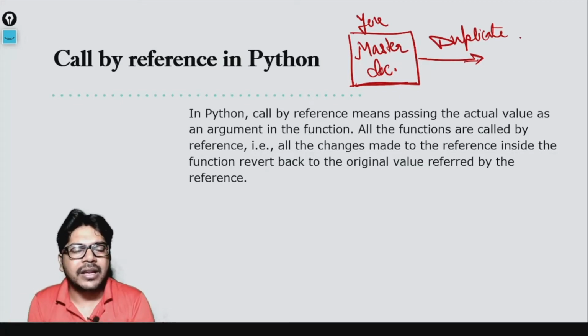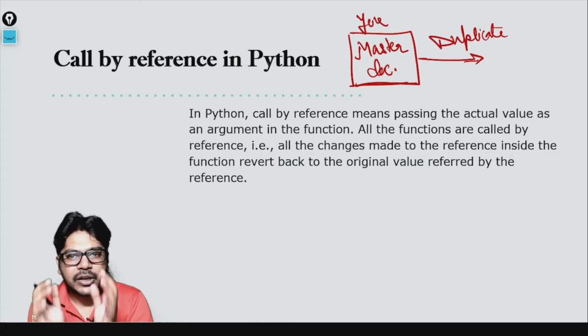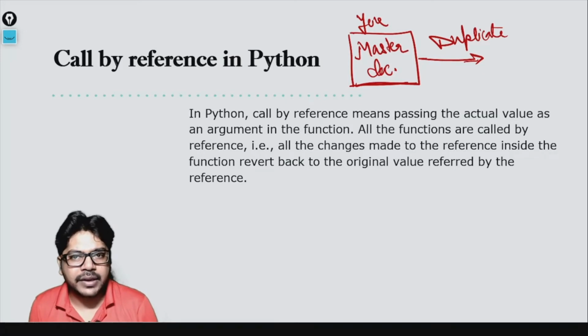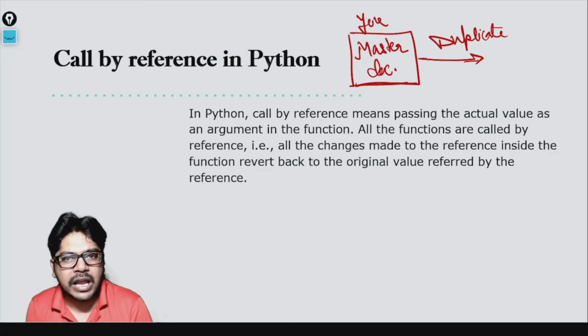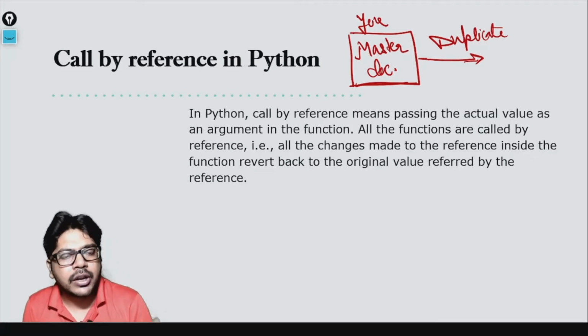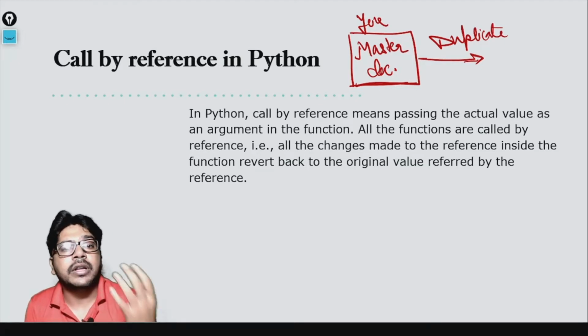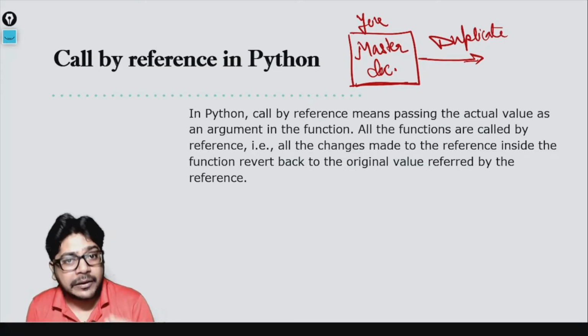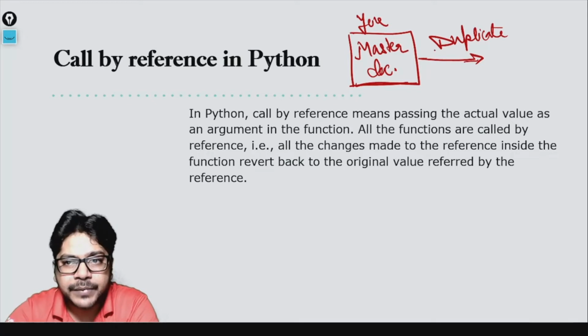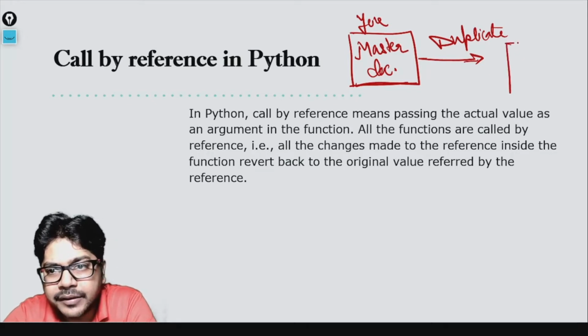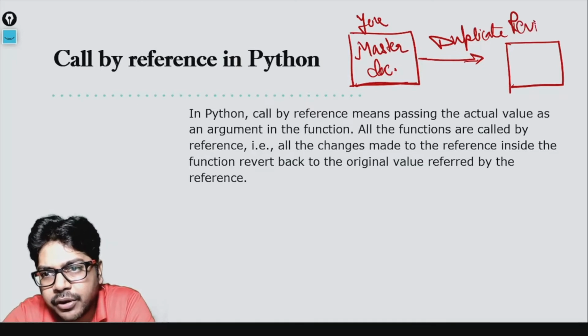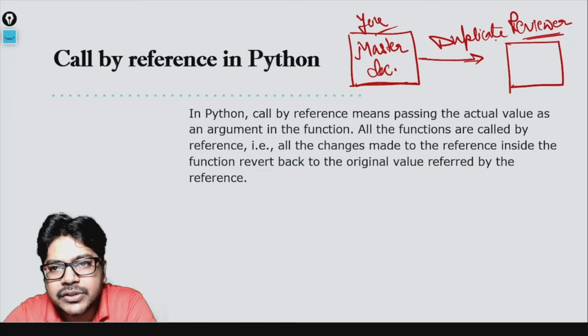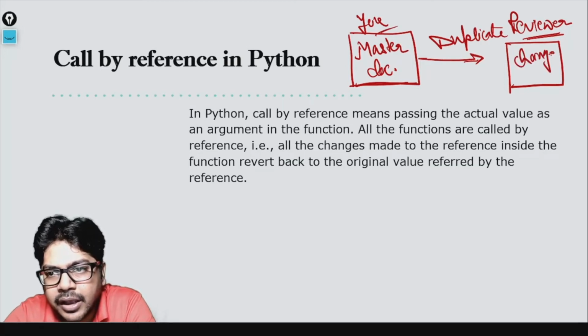Or let's try to understand in a different way: you have this master document in your machine, in your PC, in your laptop, a Word document. You want it to be reviewed by your teacher, so you send it on the mail. The mail that you send is a duplicate copy, right? So you sent a duplicate copy to the reviewer. Now the reviewer downloaded this document and made certain changes to it.